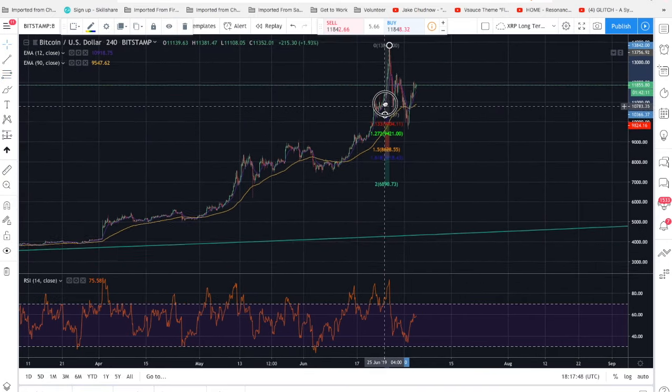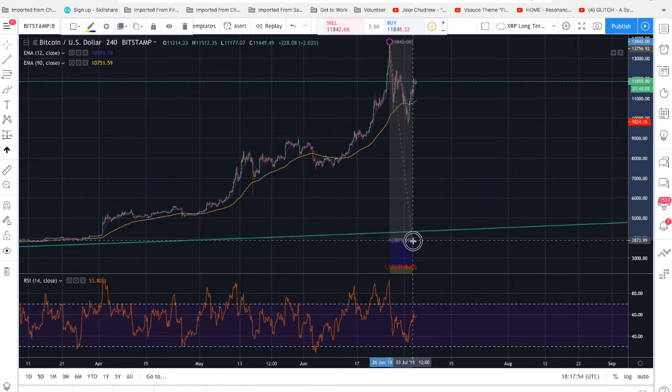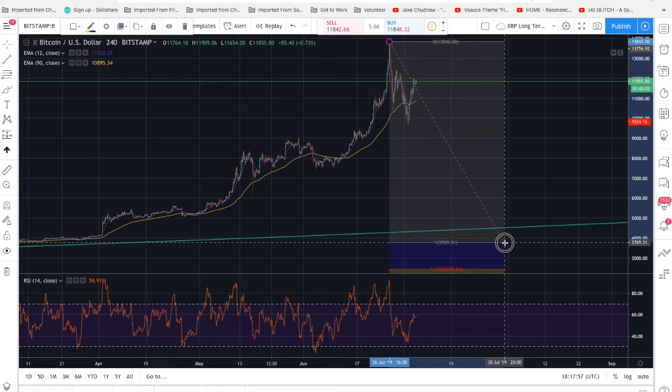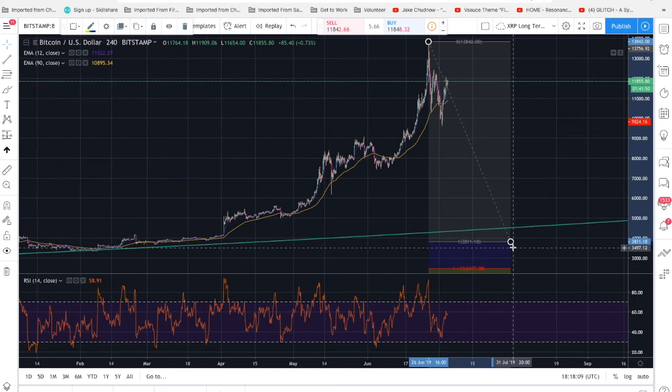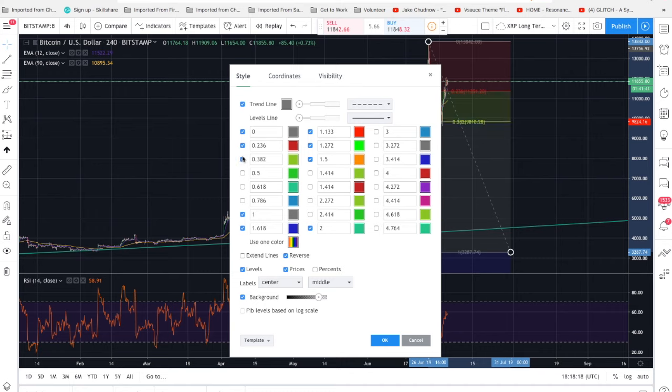And usually people will go all the way down to the lowest point of the chart. So I'll just get this set up and then enter in the settings here. Go to settings: 0.236, 0.38, 0.5, 0.618, that's a very important one. And some people like the 0.786 as well.